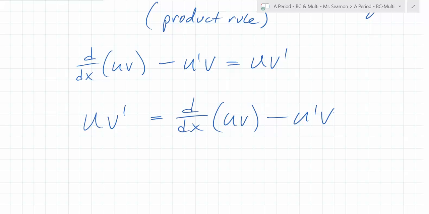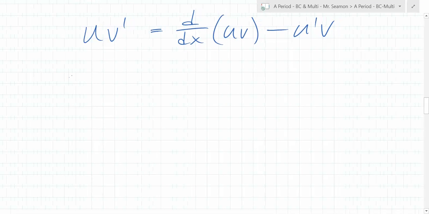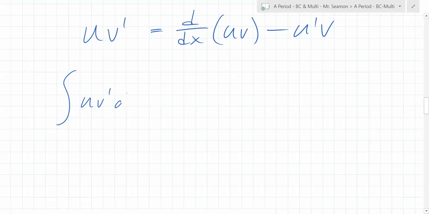At this point, what do we get to do to both sides? We get to integrate with respect to dx. So if we integrate with respect to dx, u v prime dx is equal to... what happens to this magical thing? It becomes what? It becomes UV due to what theorem? Remember what it's called? Second fundamental. Yeah, FTC, the fundamental theorem of calculus. Different books label them different ways, 1 and 2, 2 and 1. You can say the fundamental theorem of calculus.